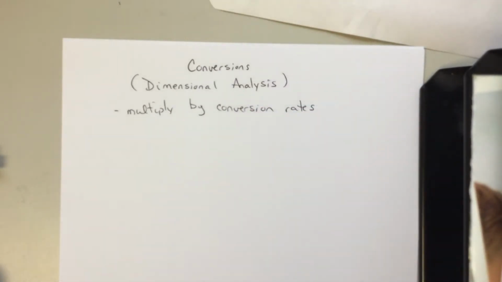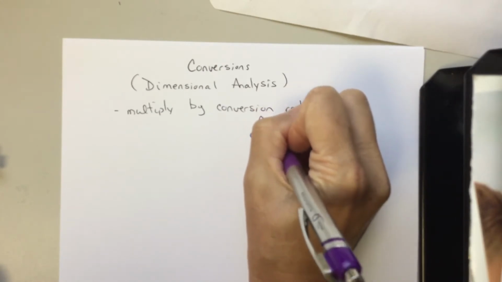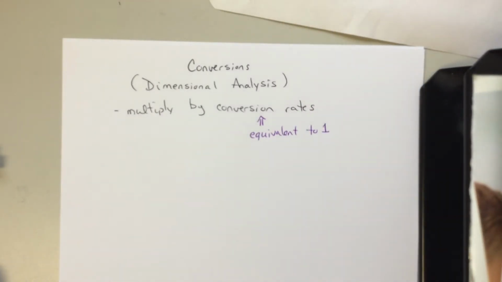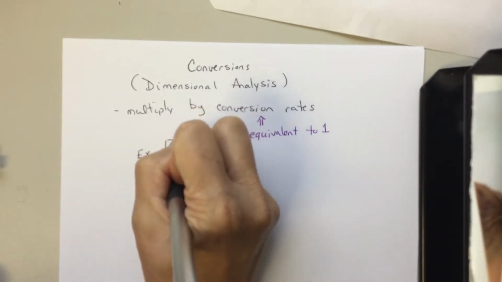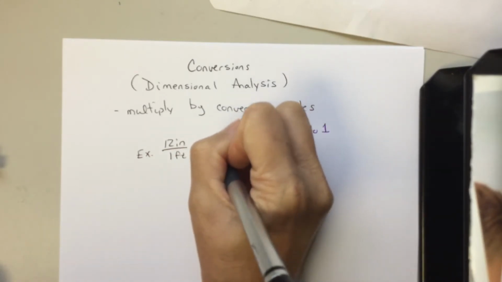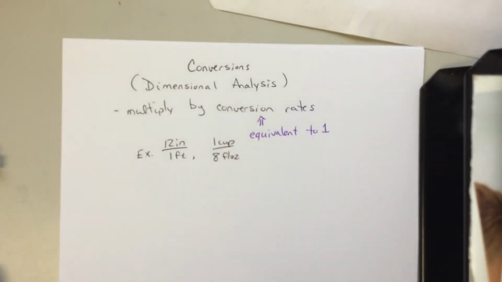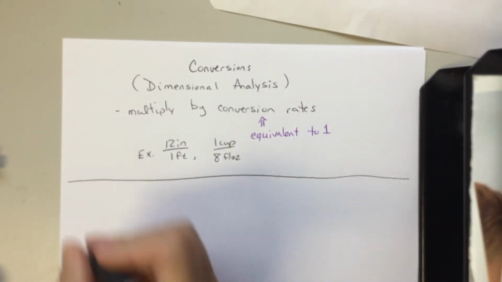Now, what's special about conversion rates is conversion rates are equivalent to 1. Okay, so an example of a conversion rate would be something like 12 inches to 1 foot, or maybe 1 cup to 8 fluid ounces. Okay, the numerator and denominator are equivalent. So in mathematics, if the top and bottom are equivalent in a fraction, we say that it is equal to 1. This is important because if we multiply a number by 1, we don't change its value.